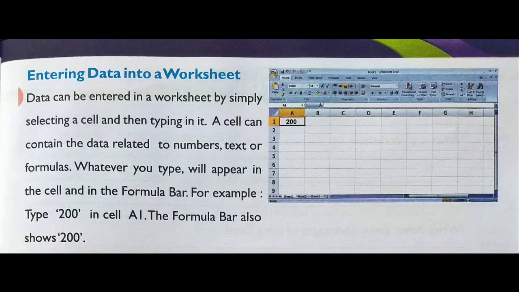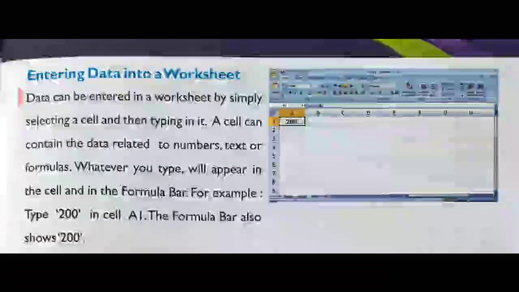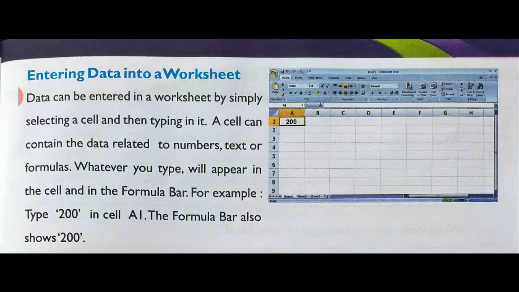Next one is entering data into an Excel worksheet. Data can be entered in a worksheet by simply selecting a cell and then typing in it. A cell can contain the data related to numbers, text, or formulas. Whatever you type will appear in the cell and the formula bar. For example, type 200 in cell A1, the formula bar also shows 200.